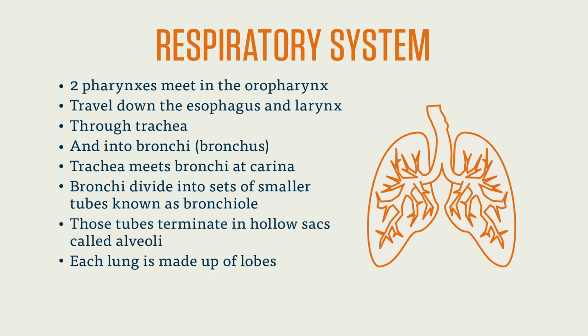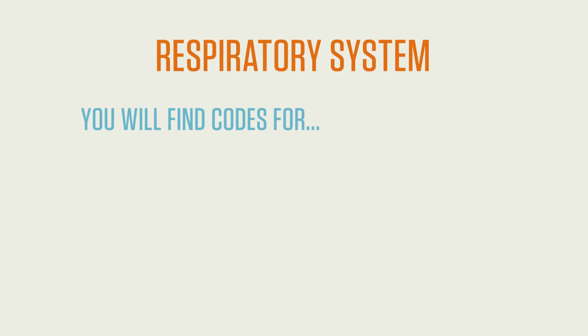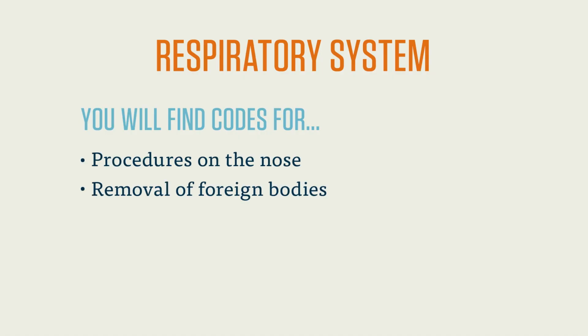Each lung is made up of lobes. The right lung has 3 lobes while the left has 2. The procedure codes are laid out just like the structure of the respiratory system. Toward the front of the subsection, you'll find codes for procedures on the nose, including the removal of foreign bodies and reconstructive surgery like rhinoplasties. You'll also find procedures on the sinuses in this part of the respiratory subsection.